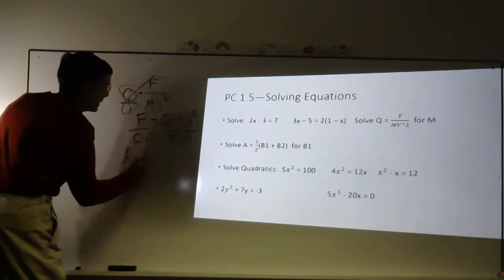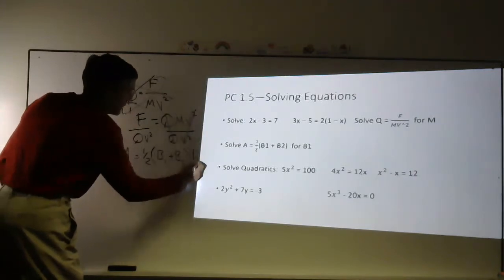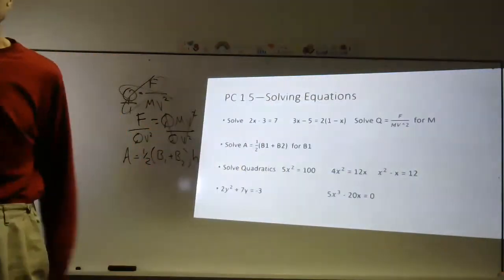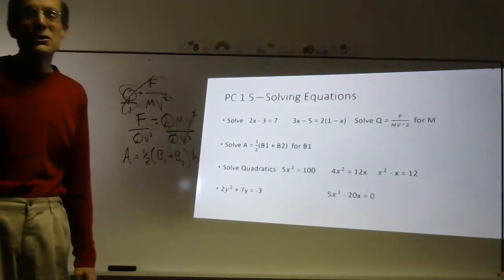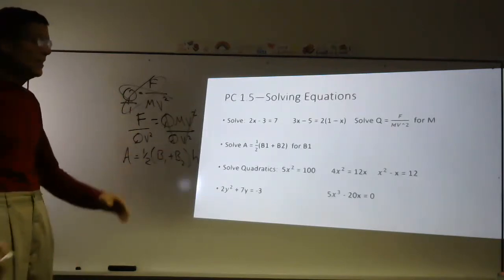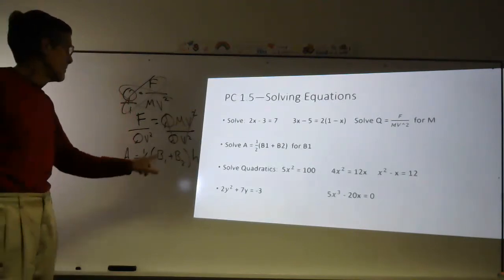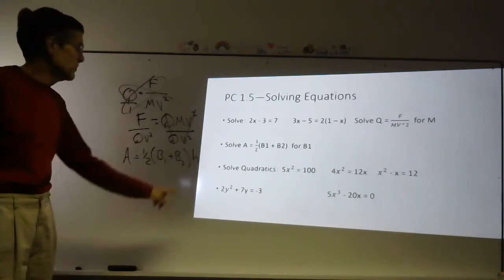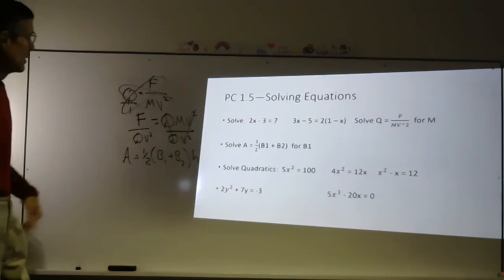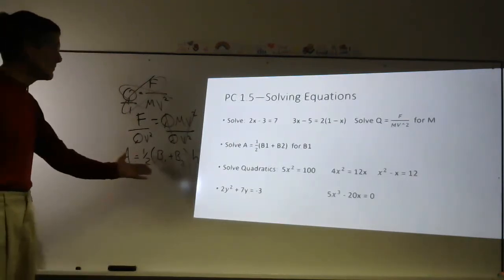Okay? How about another one with a lot of variables? A is 1/2 (b1 plus b2) times h. I don't know if anybody remembers that formula. It's a formula from back in probably middle school or junior high, in which you were finding areas of trapezoids. A trapezoid looks like this with 2 bases, b1 and b2, and the height. So it's a formula for finding the area of a trapezoid, and we want to solve it for base number 1.